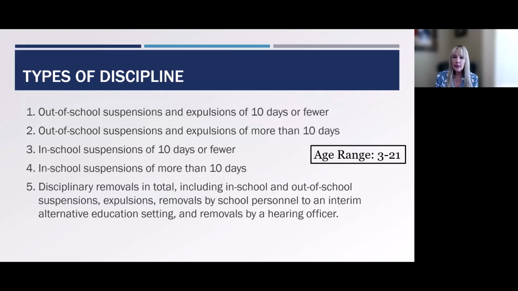So we look at out-of-school suspensions and expulsions of 10 days or fewer, out-of-school suspensions and expulsions of more than 10 days. Then we look at in-school suspensions of 10 days or fewer, and in-school suspensions of more than 10 days. And then we look at disciplinary removals in total. So if I have 3 disciplinary removals, Emily has 5 and Billy has 6, we add those up to 14, and that is what is counted. So we're not counting number of students with disciplinary removals, we're counting number of removals themselves.